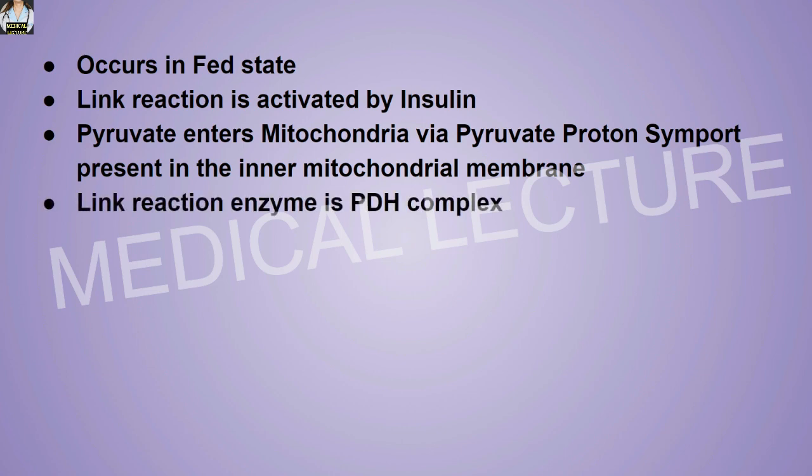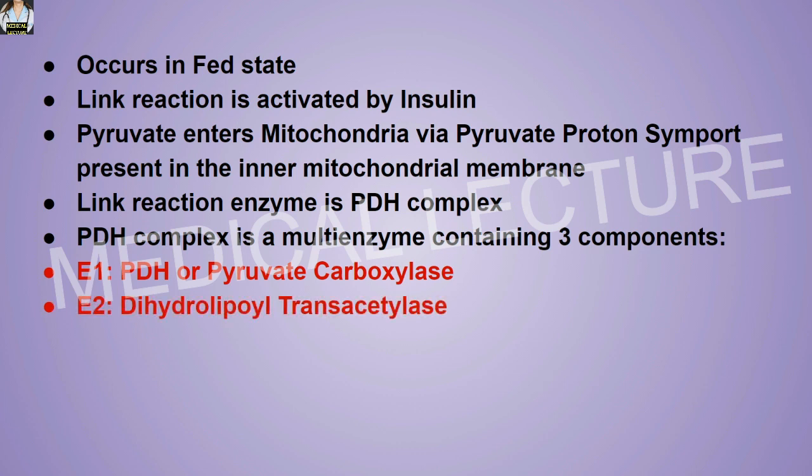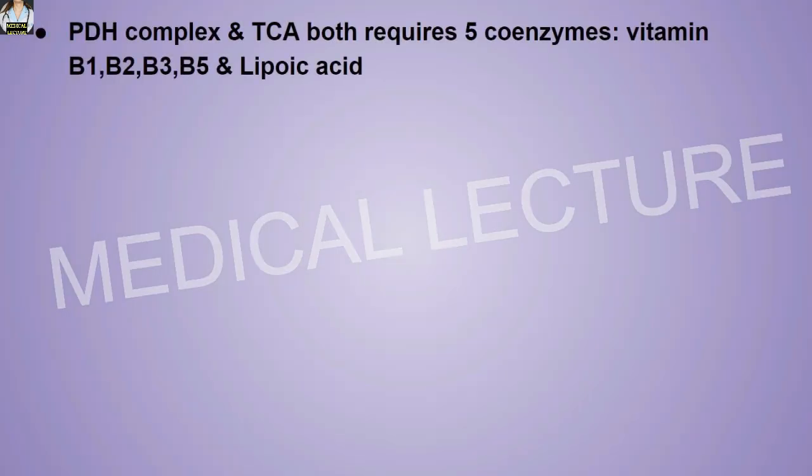The link reaction enzyme is the PDH complex, or pyruvate dehydrogenase complex. It is a multi-enzyme complex containing three components: enzyme 1, pyruvate dehydrogenase, enzyme 2, dihydrolipoyl transacetylase, and enzyme 3, dihydrolipoyl dehydrogenase. The pyruvate dehydrogenase complex and the tricarboxylic acid cycle both require 5 coenzymes: vitamin B1, B2, B3, B5 and lipoic acid.